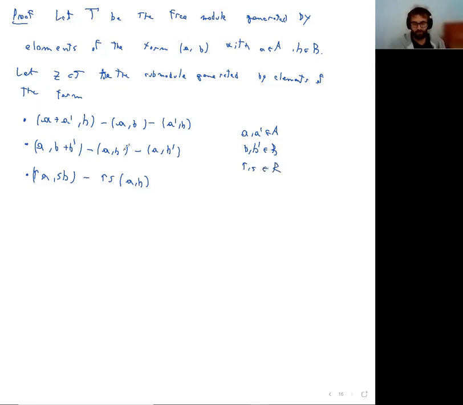So once you quotient this out, what you're telling is that we do identify things according to the relationships. And in fact, we define A tensor B to be T mod Z, and denote A tensor B for the equivalence class of the pair AB, the equivalence class mod Z.